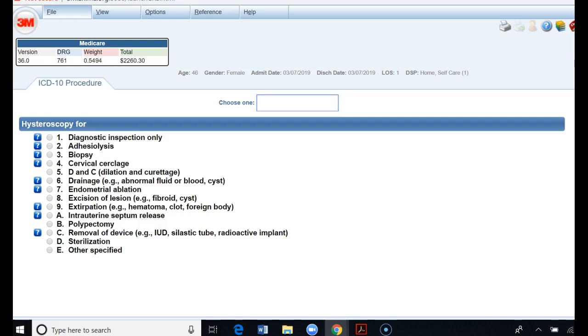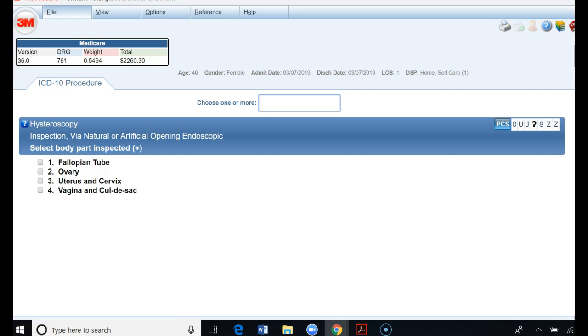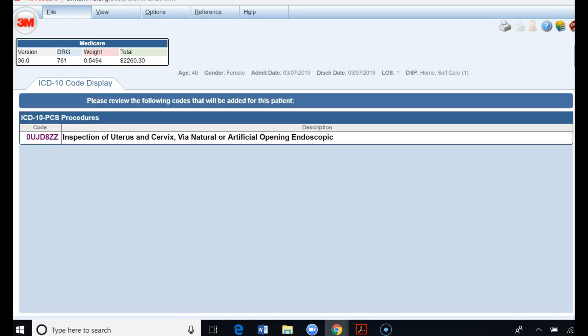If the D&C had been done through a hysteroscopy, then that hysteroscopy would become the approach. But since these are two separate procedures, a hysteroscopy is when they just go in and look and do nothing. So that's an inspection. It's diagnostic. Where a D&C is when they go in and take tissue. Okay. So we're going to hit one. The uterus and cervix, so we're going to hit three. Okay, so there's our inspection or our hysteroscopy code.